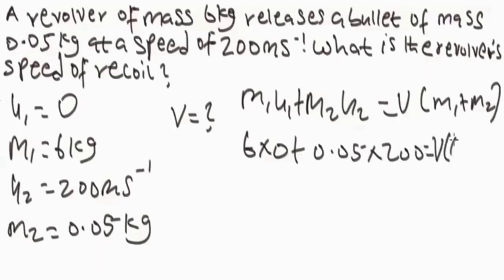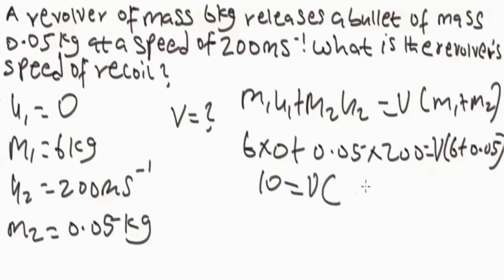So we have 6 plus 0.05, all in brackets. When you simplify it, everything I give you is 0. So let me multiply 0.05 by 200. We're going to have 10 equals v in brackets.